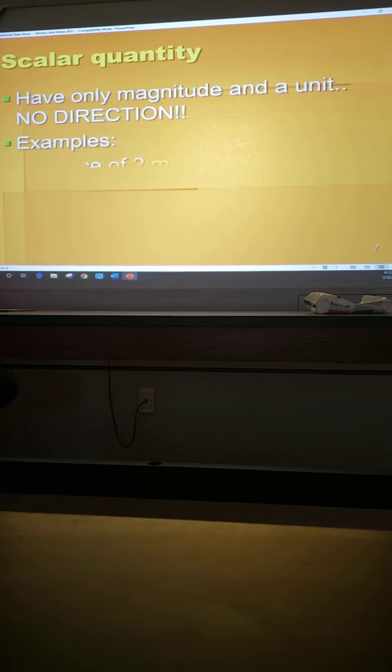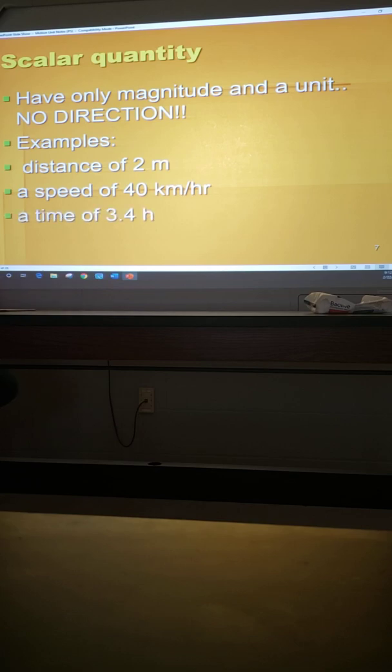So here are some examples of scalar things. A distance of 2 meters. I don't know which direction. It's just a scalar quantity. It's giving me distance, I don't care about the direction. A speed of 40 kilometers per hour. Again, direction is not needed because it is speed, not velocity. It doesn't make sense to give a direction with time, ever. Like 3.4 hours. I can't think of a single situation where you would need to say direction with that, right?